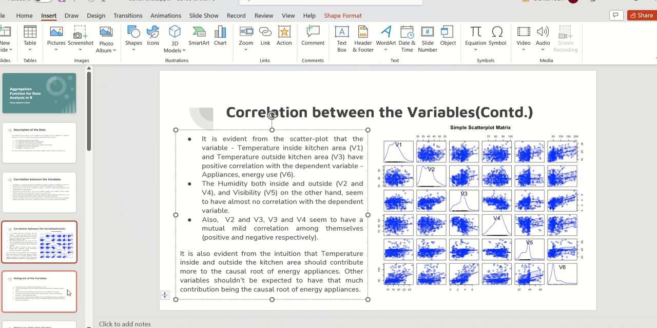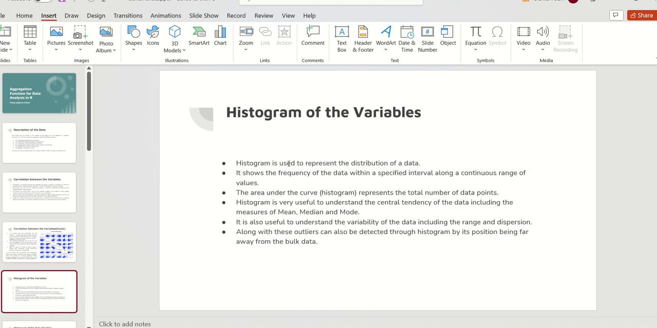It is evident that the temperature inside and outside the kitchen area should contribute more towards the causal root of energy appliance use. A histogram is also used to represent the distribution of data. It shows the frequency of the data within a specified interval, and it is useful to understand the variability of the data.